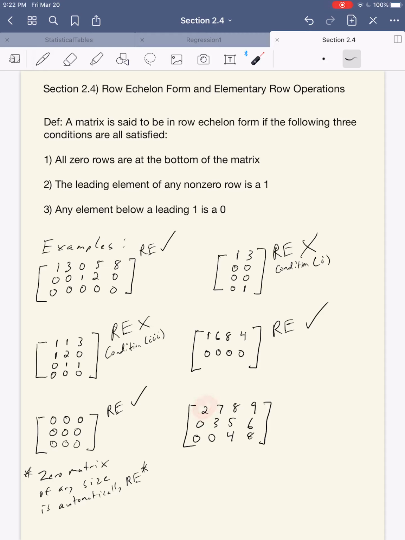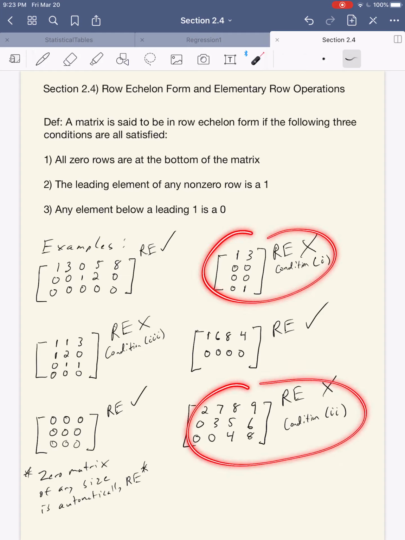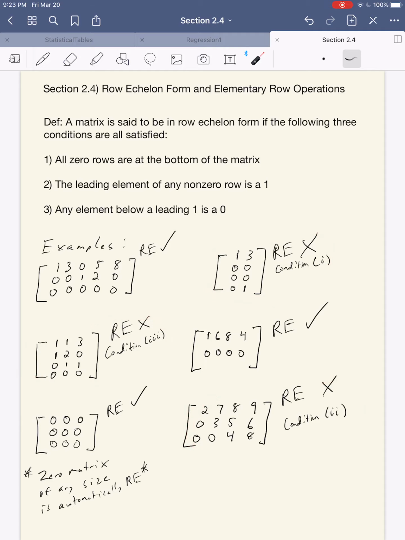Notice that not only was this guy not a leading 1, this guy was not a leading 1, and this guy was not a leading 1. So this guy fails to be in row echelon form, and it failed condition 2. These examples, this guy and this guy, all show you what it means to fail one of the conditions. As soon as it fails one condition, it is not in row echelon form. So hopefully that gives you a little bit of insight into what this definition means. What does it mean to be in row echelon form?